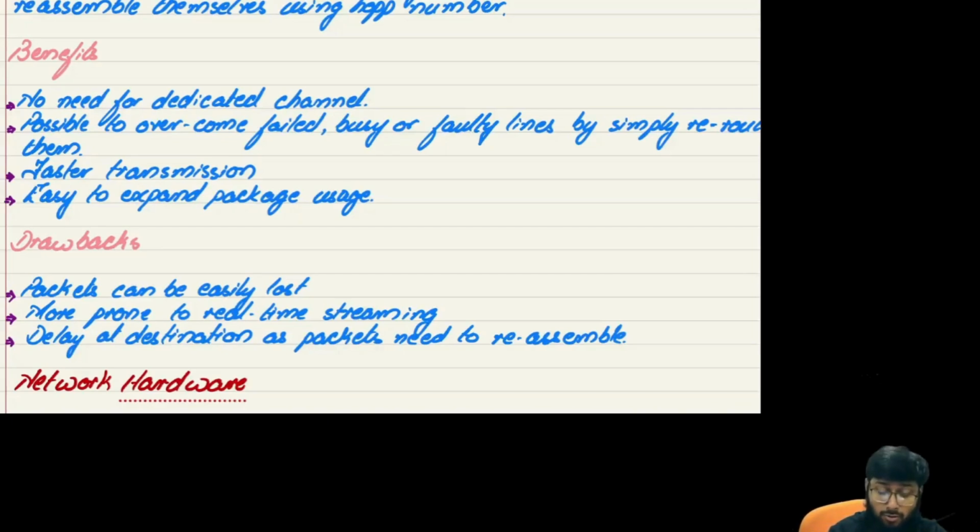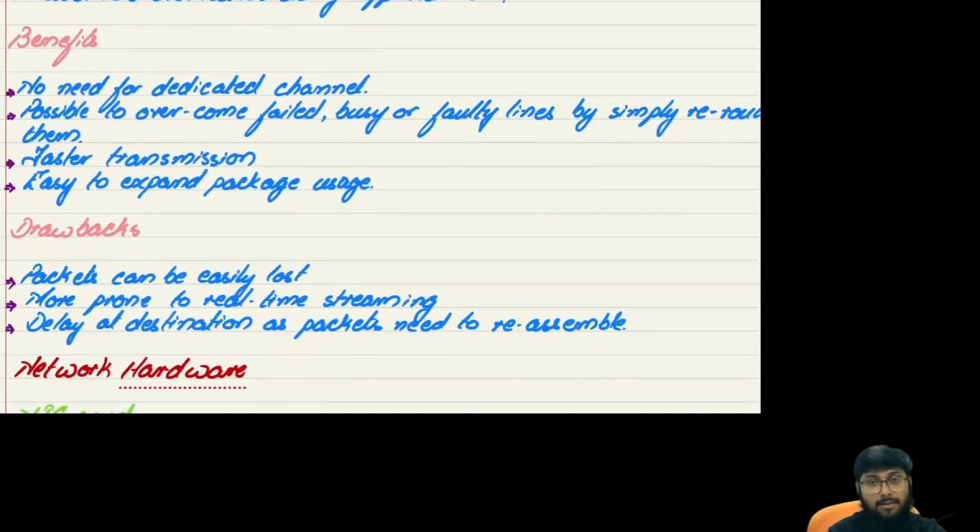But when it comes to the drawbacks, what are they? Packets can be easily lost, because each packet is taking its own route. It is also more prone to problems with real-time streaming, meaning it is not good for real-time streaming, because if packets are lost, you won't get the complete details. Then there is delay at the destination, as packets need to reassemble because the hop numbers need to be applied, since they are not arriving in a properly synchronized manner. They need to resynchronize themselves at the destination.